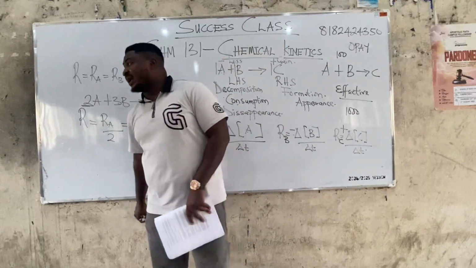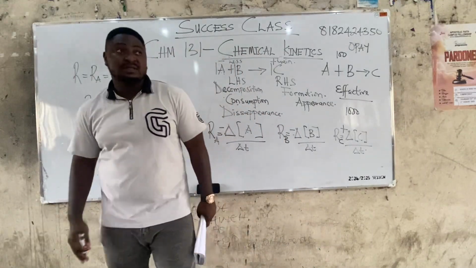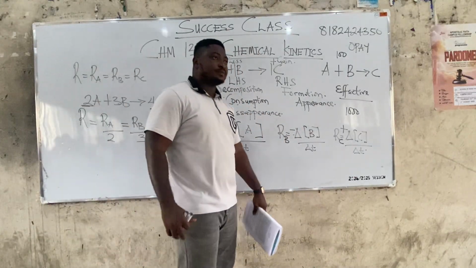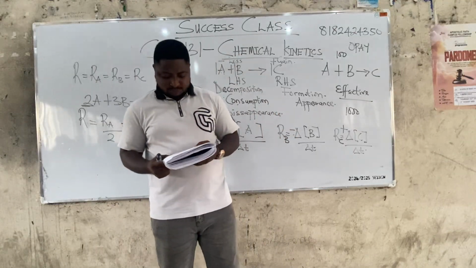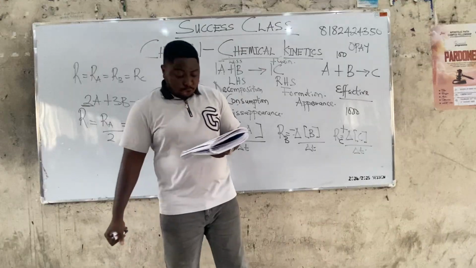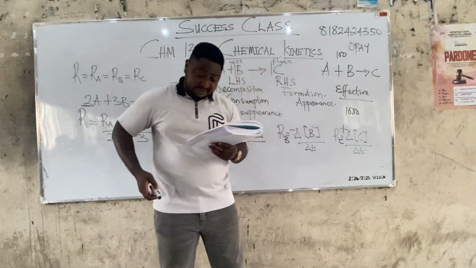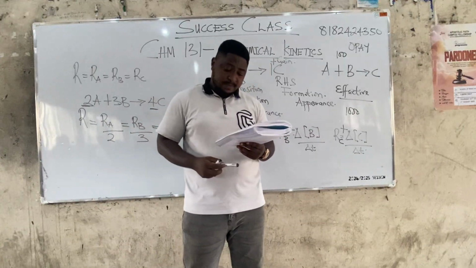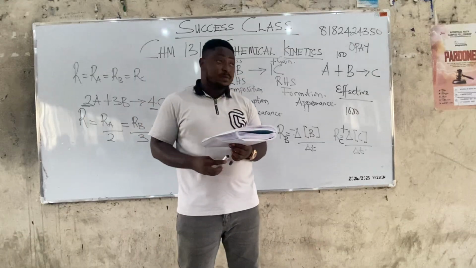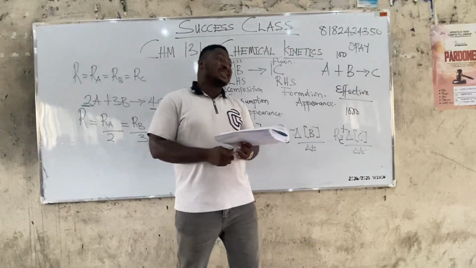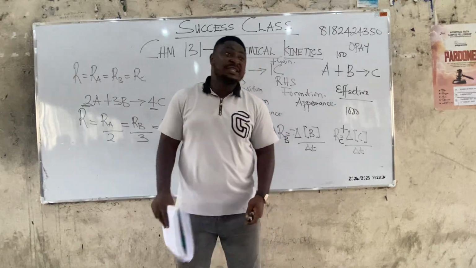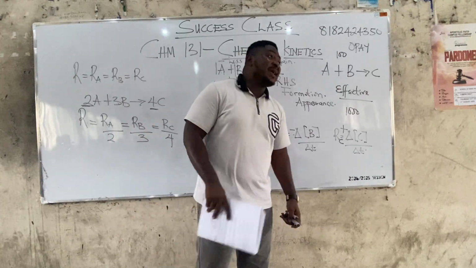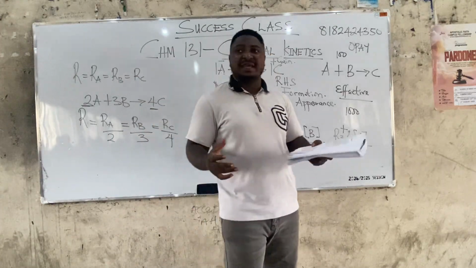Two, let's look at concentration, the next factor that affects the rate of chemical reaction. Concentration. Are we together? Note, when the concentration of a species is increased, there will be an increase in the number of particles per unit area.